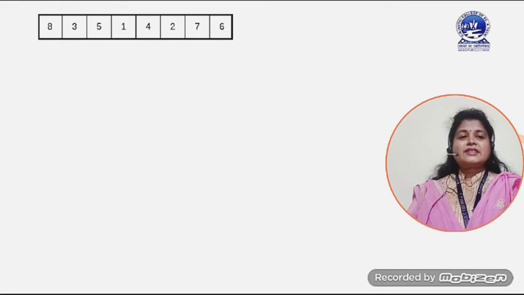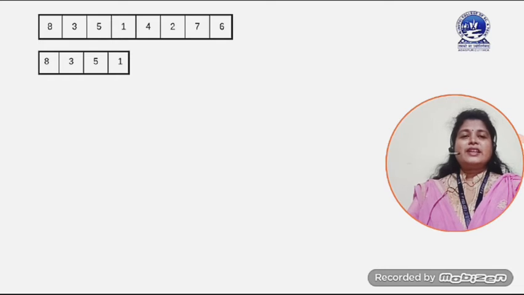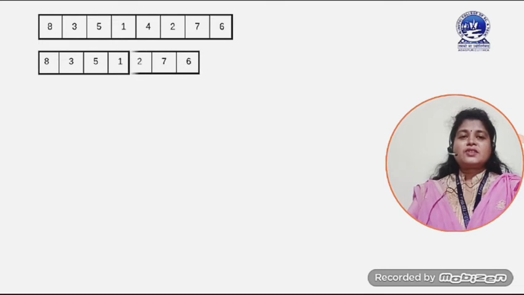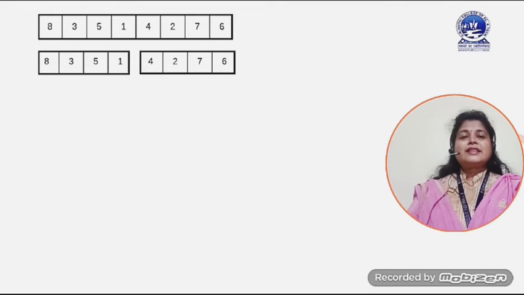Then at the first step, what will we do? We will divide the list into two sublists by using the mid location value. And here the list is divided into two sublists. The first sublist consists of 8, 3, 5, 1, and the second sublist consists of 4, 2, 7, 6.